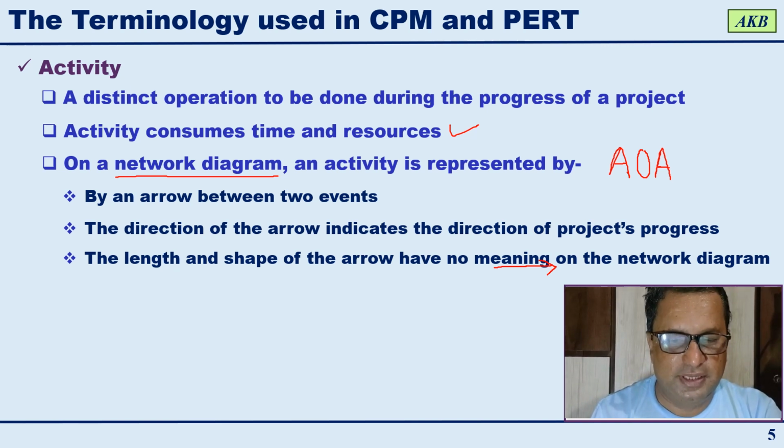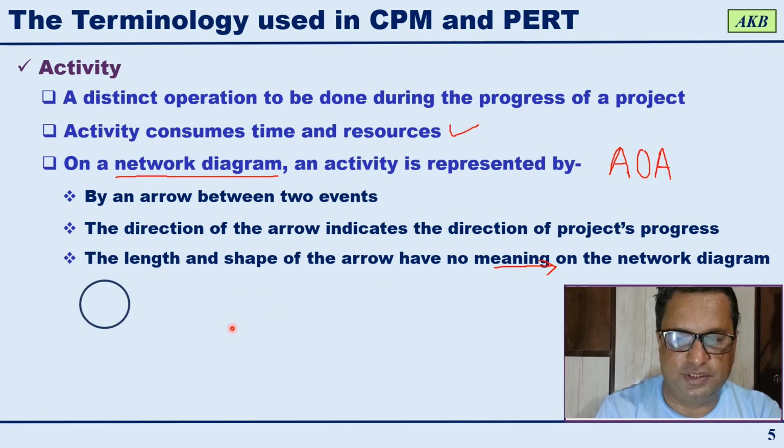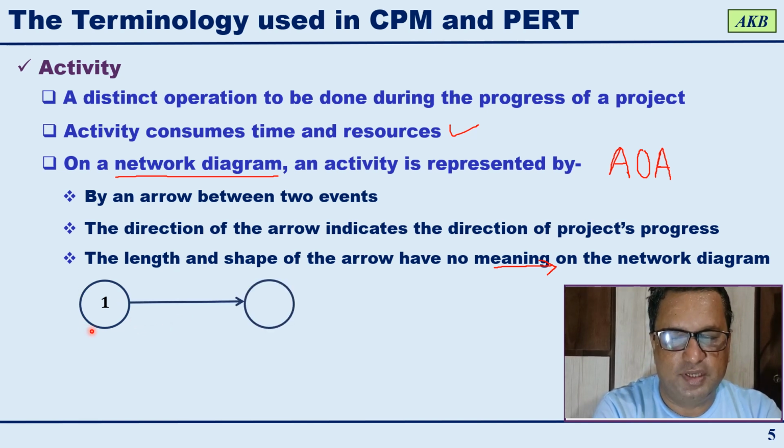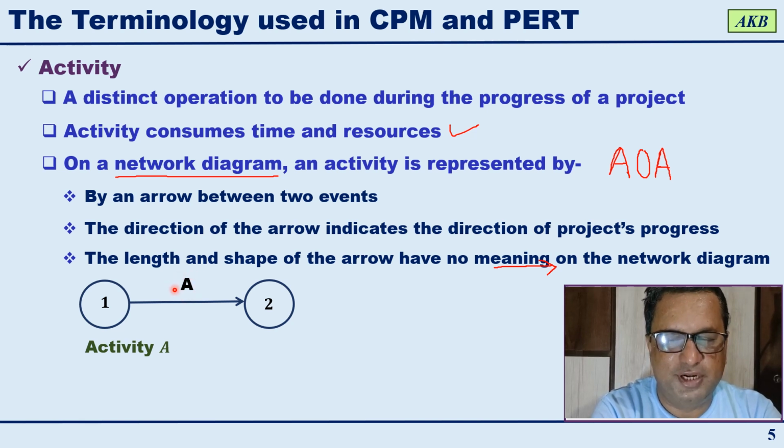The length and shape of the arrow have no meaning on the network diagram. So for example, let us say this is event 1, you have event 2, and the arrow between these two events will be representing an activity.